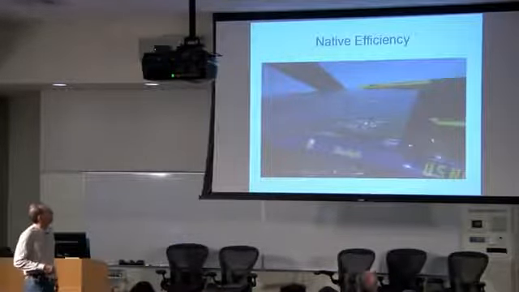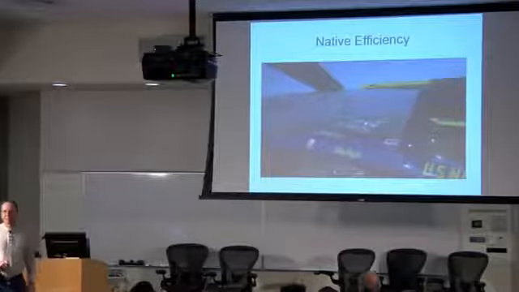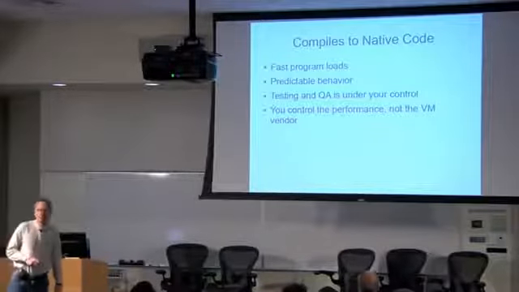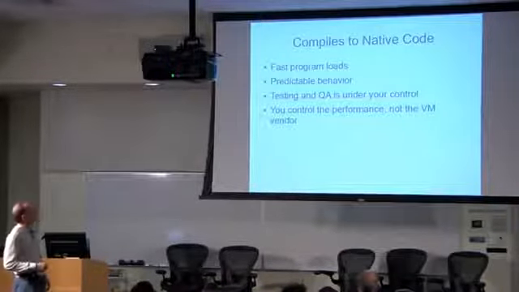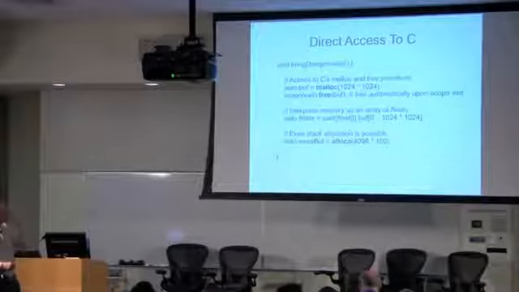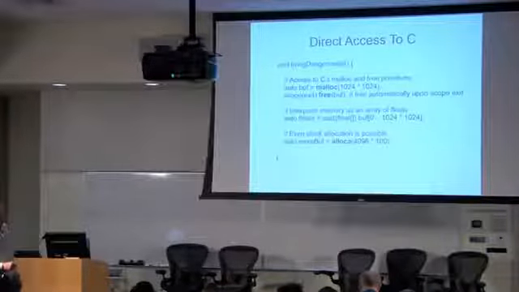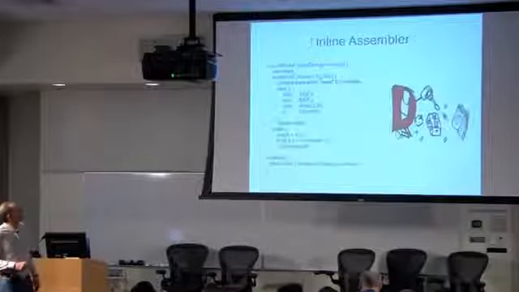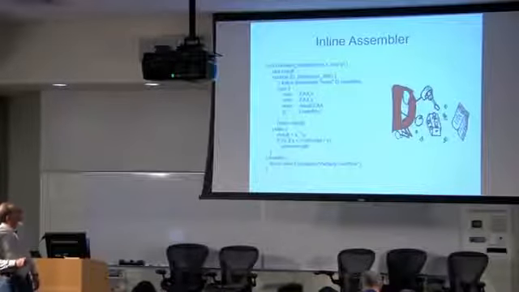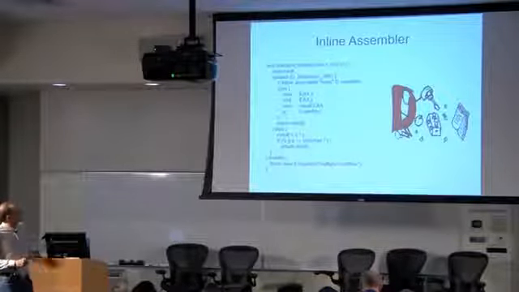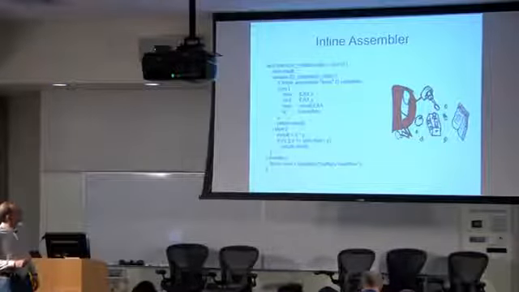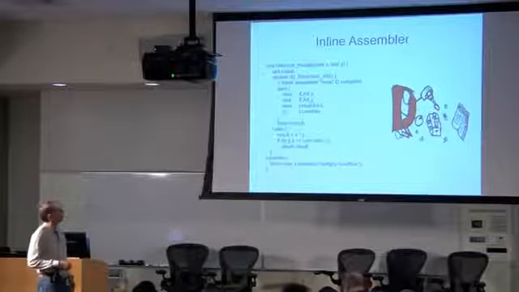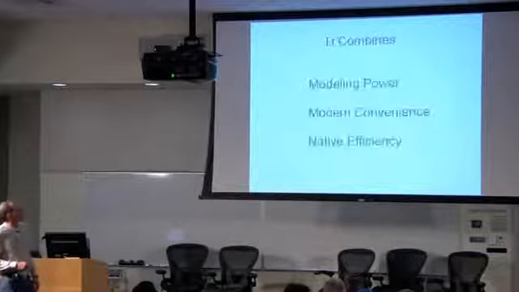Okay, the next thing we've got is native efficiency. This argument's been going on the whole conference, so I guess we don't need to continue with that. D has direct access to C, including malloc, free, and even alloca, to allocate off of the stack. It has an inline assembler, so you can do a checked multiply. For x86 inline assembler, you can do it this way, or you can do it the slow portable way, and throw an exception if it overflows.